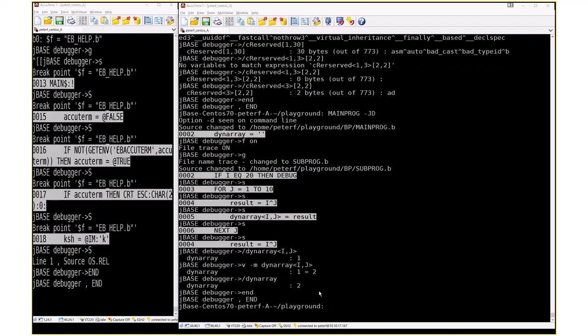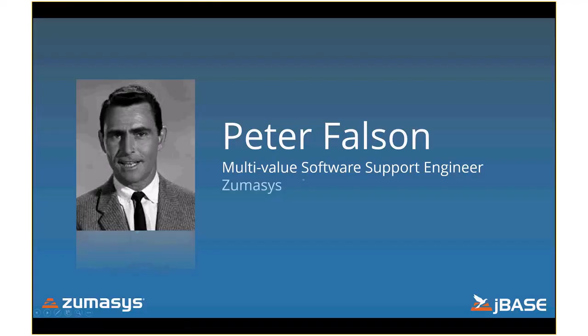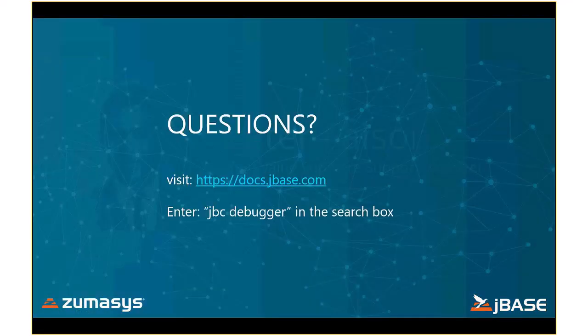So that was it for me. Have any questions? Go to docs.jbase.com, search for jBC debugger or proc debugger if you want to look at the proc debugger. All the commands are there. There's plenty of documentation there and some examples to help you through.